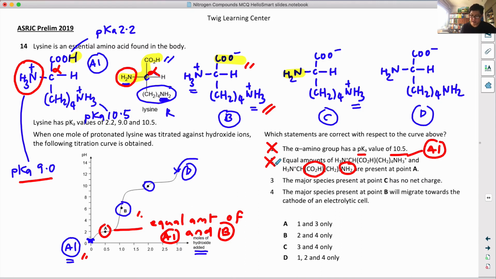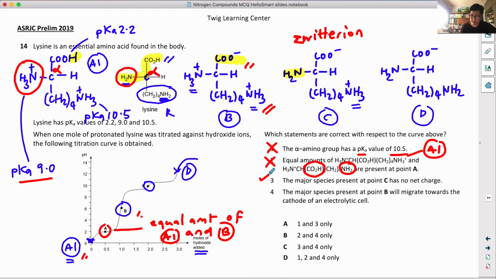The major species present at point C has no net charge. Let's look at point C. Point C is your zwitterion. That's right. This is your zwitterion, so it doesn't have any net charge. So the answer is definitely correct for point C.